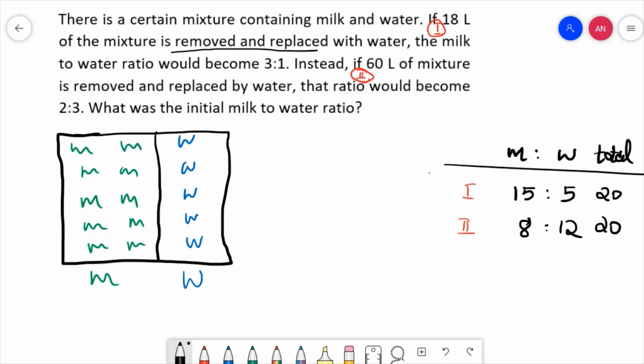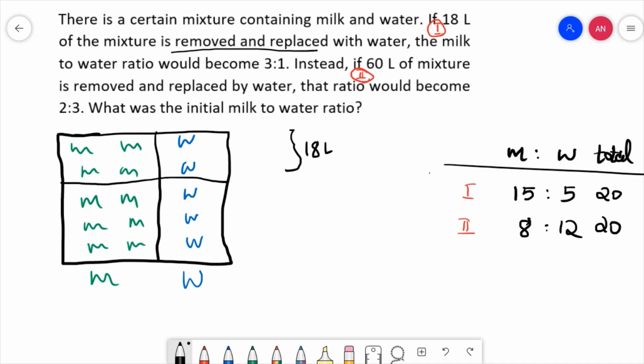It says that if 18 liters of the mixture is removed. We don't know the total quantity of this mixture, but we can assume that this part is 18 liters. If I assume that this part is 18 liters, then this top part, this 18 liter part of the mixture, is going to be removed.